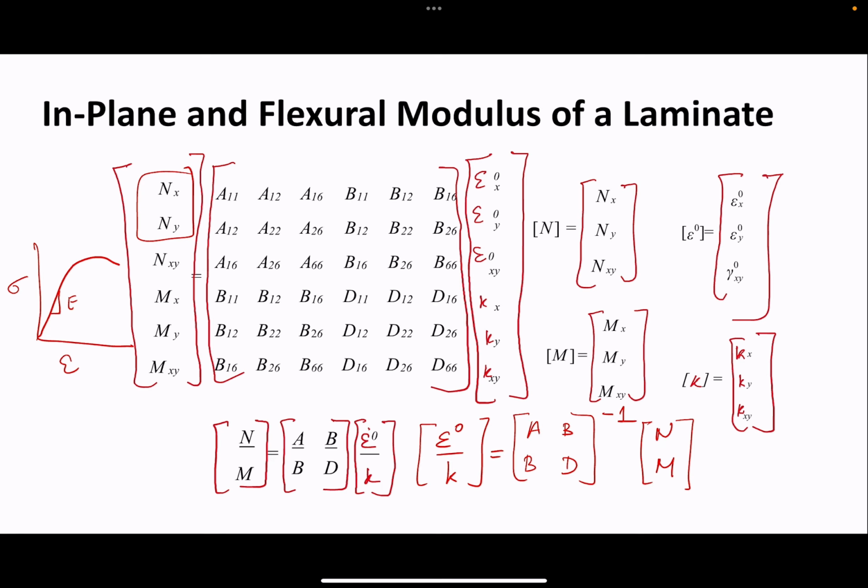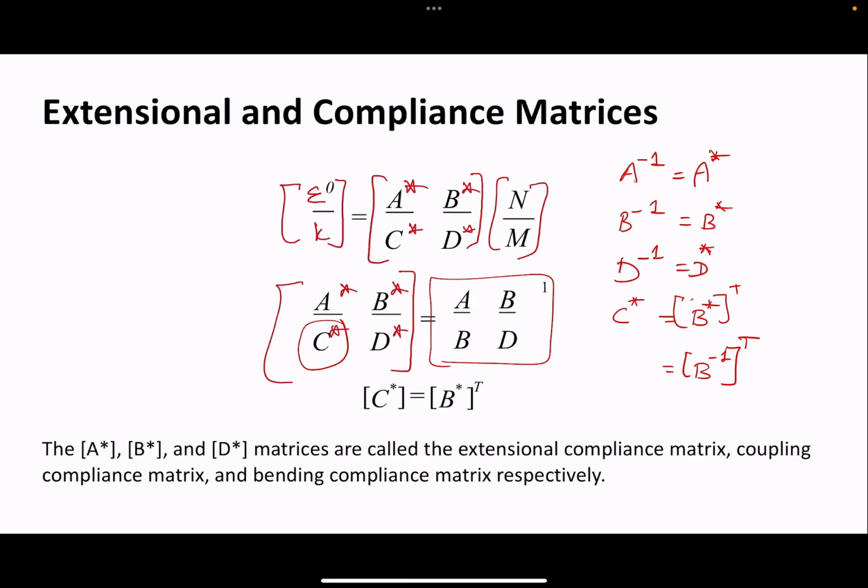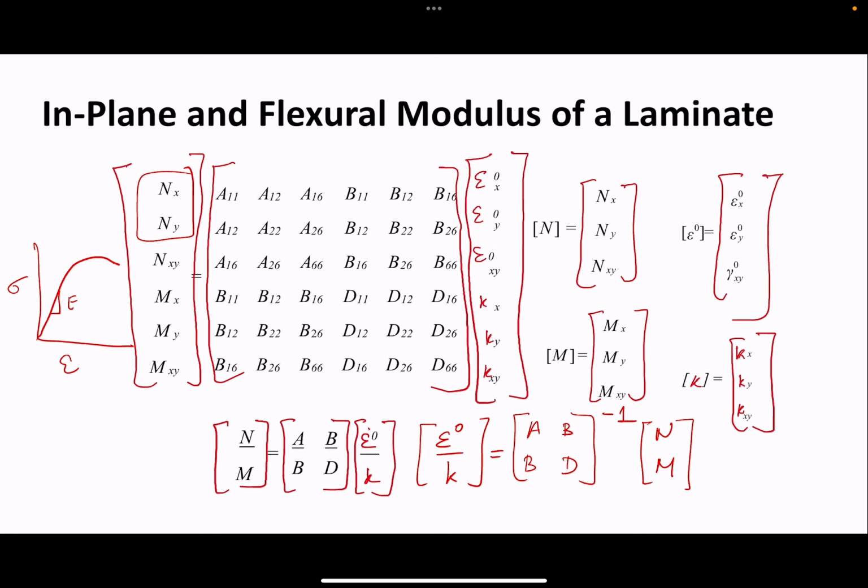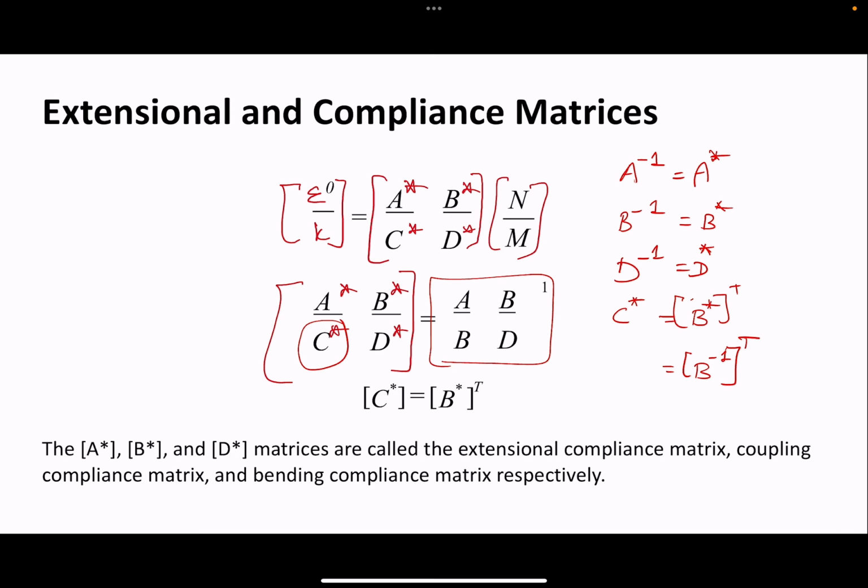You have the N and M, applied loads, axial loads and moments, which are related to your strains and curvatures using your A, B and D matrices. So if you wanted to get your strains, you have to invert the big 6x6 matrix, and you can divide them into separate parts. So the A star, B star and D star matrices are called the extensional compliance matrix, coupling compliance matrix and bending compliance matrix.